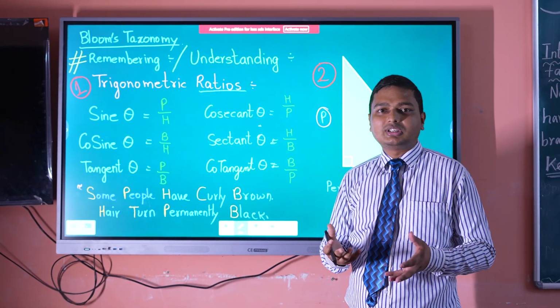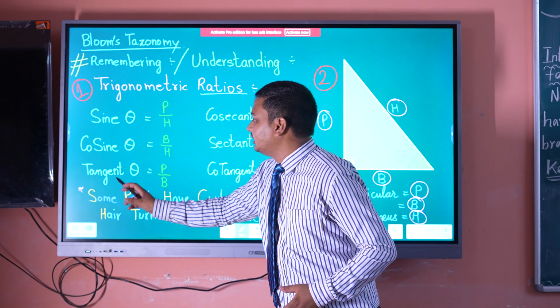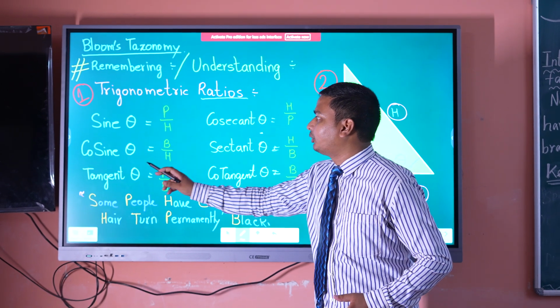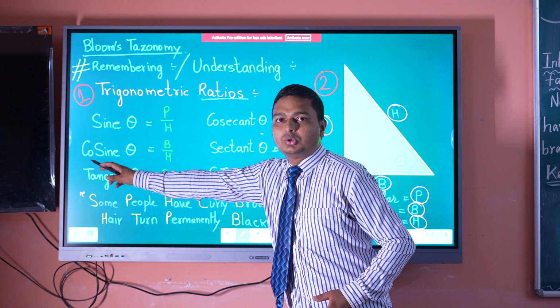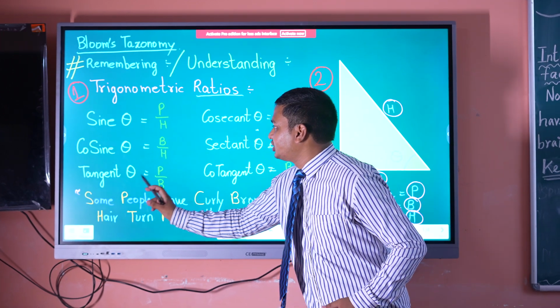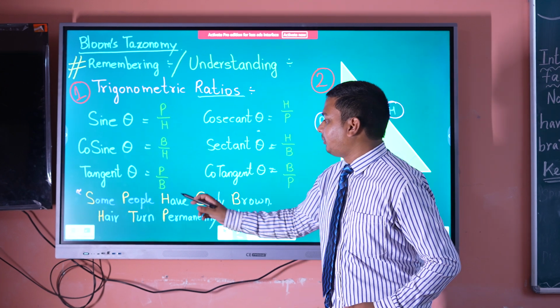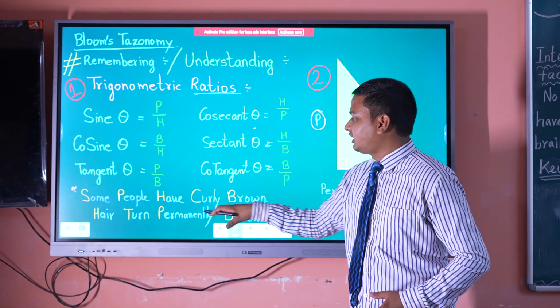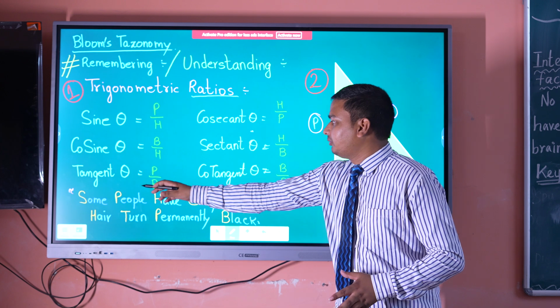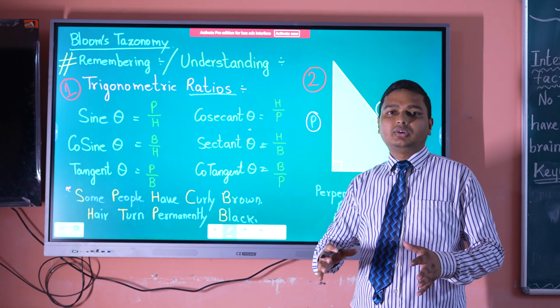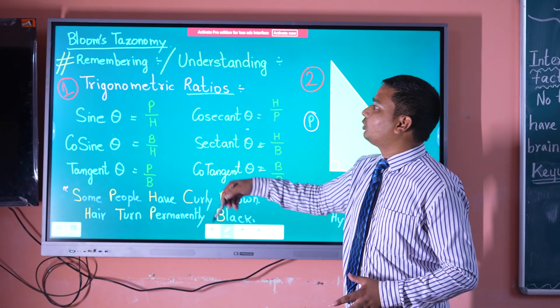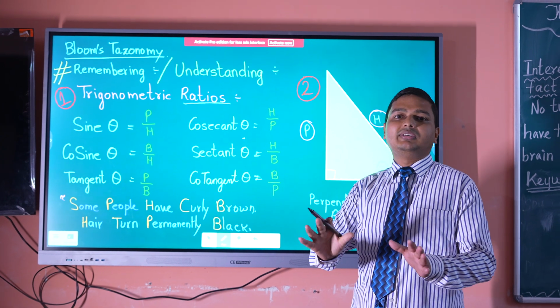So how will the question come? Let's start. S, sine. P, perpendicular. H, hypotenuse. Next, curly. C, cosine. B, base. H, hypotenuse. Next, turns. T, tangent. Next, P, perpendicular. B, base. So this is a trick to remember the trigonometric ratios. If you are able to remember some people have curly brown hair turns permanently black, quickly you are able to remember all the trigonometric ratios. That's it. It is a very easy concept.